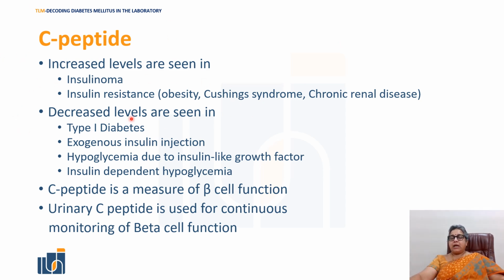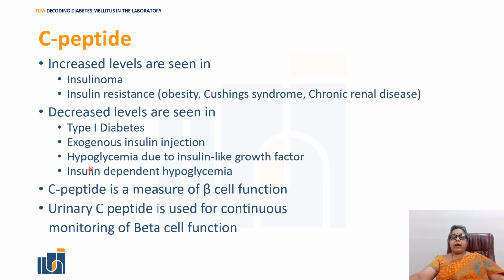Decreased levels are seen with type 1 diabetes and exogenous insulin injection. So this is a surrogate marker for exogenous insulin injections. The patient's insulin levels will be high, but C-peptide will be low. Then you know that it is not normally or naturally secreting insulin, but insulin that has been administered from outside. This could be useful even in forensic conditions.